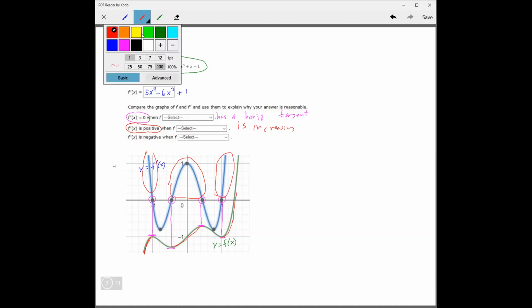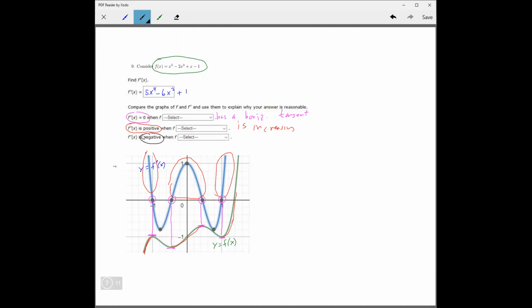Okay, and then finally, where f' is negative, f is decreasing. So that would be all this right here, where it's decreasing. All that right there, it's decreasing. And these parts right here are true about all functions in looking at their derivative.